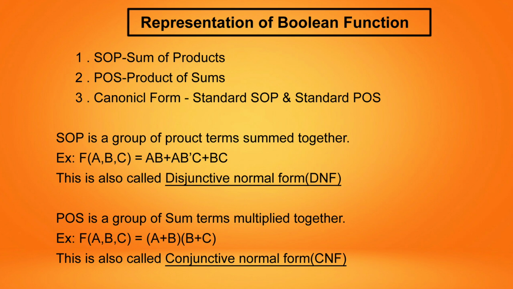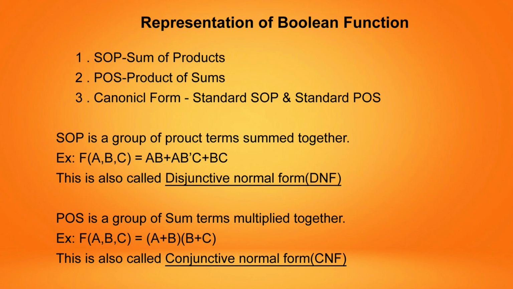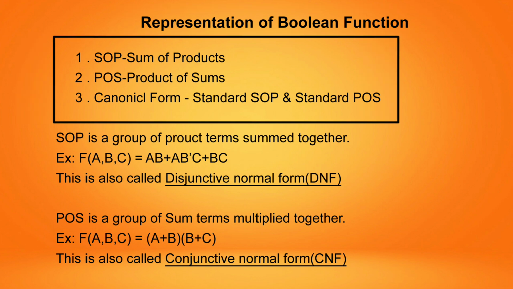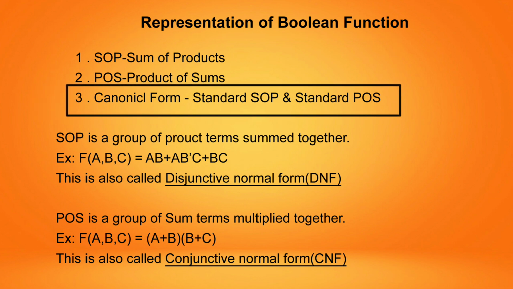Representation of Boolean function. We can represent Boolean function in 3 forms, that is sum of product or SOP, product of sums or POS, and canonical form. Canonical form again includes standard SOP and standard POS.